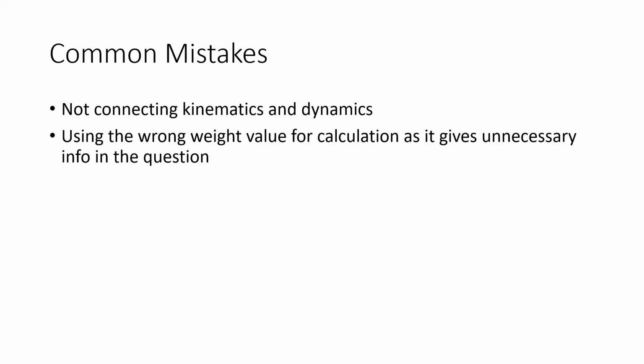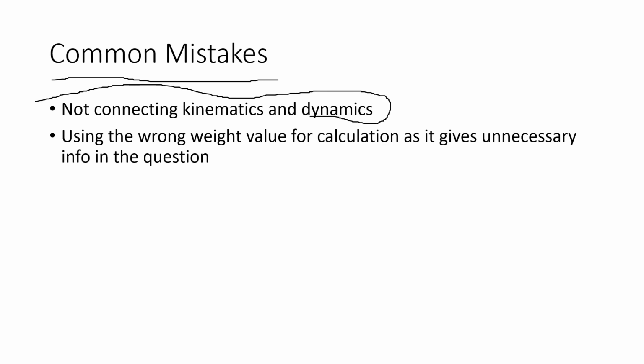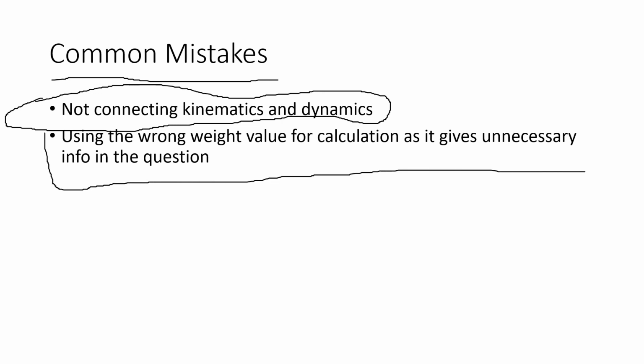So, a common mistake with this problem is not connecting kinematics and dynamics. You need to use both kinematic and dynamics equations, or else you basically wouldn't be able to solve the problem. Another big problem with this question is using the wrong weight value because it gives many unnecessary values in this question, including the weight of the deer, which isn't very useful unless we were doing momentum and we collided with the deer. But those are basically two common mistakes.